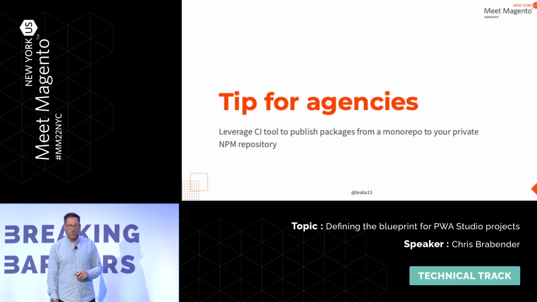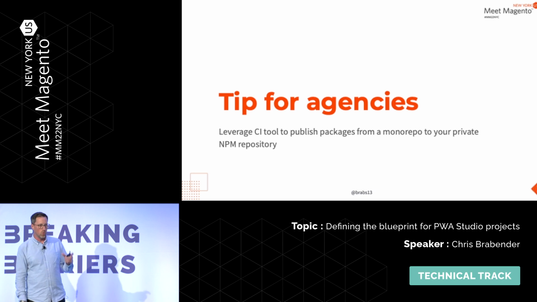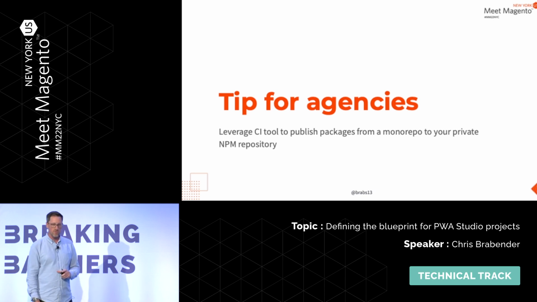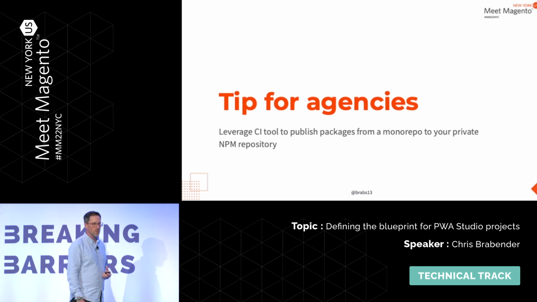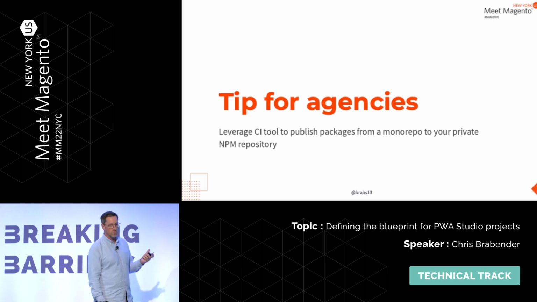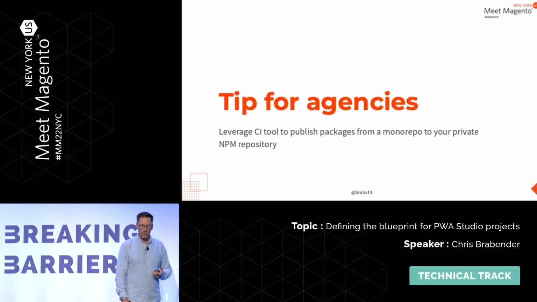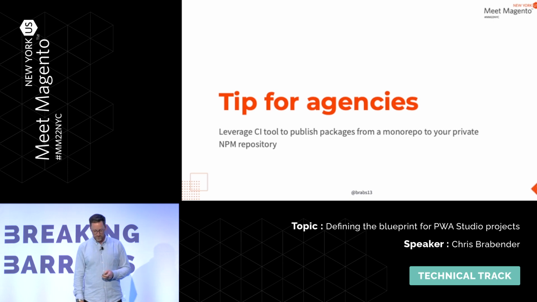We use a monorepo for our PWA Studio accelerator internally. It allows us to build all of our extensions as individual packages, and then whenever we commit to master, our CI process automatically builds and releases that to our private JFrog Artifactory. So we can handle all of those repositories nice and easy, and it speeds up our development by having everything centralized in that monorepo.